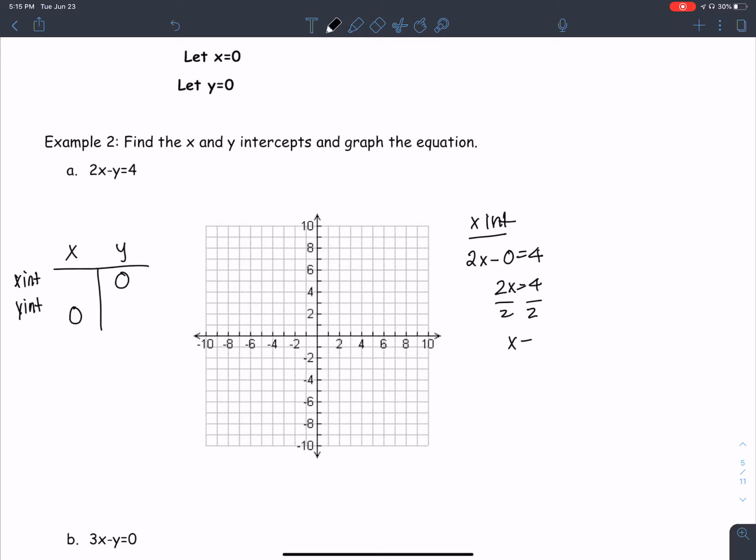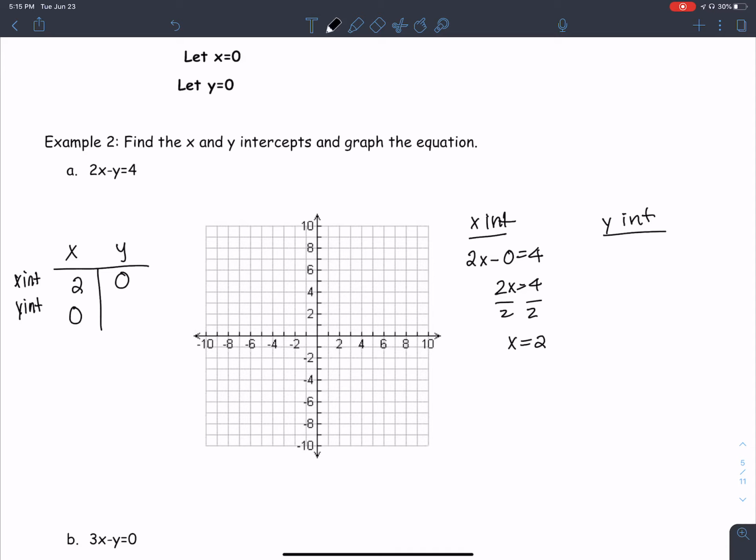Divide by 2, and x is 2. Okay, this is important. So you see how I put that 2 there, but there's a 2 and a 0. That's because it's a point. Okay, the x-intercept is the point (2, 0). Okay, and then same thing for the y-intercept.